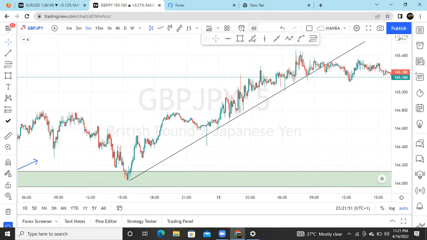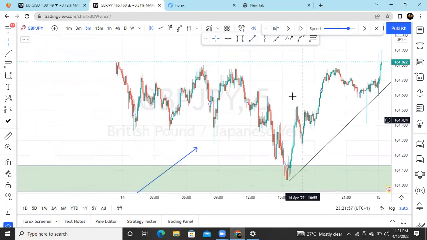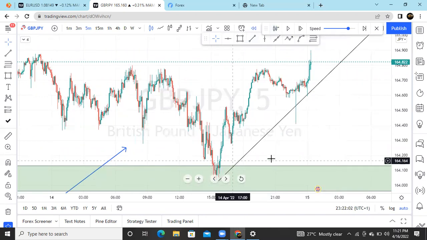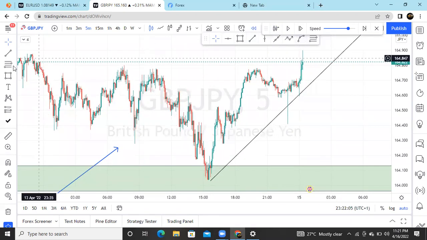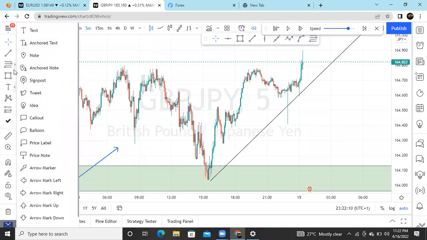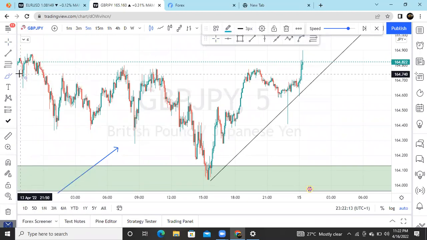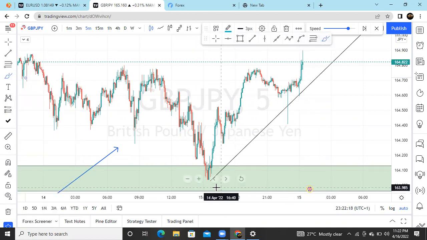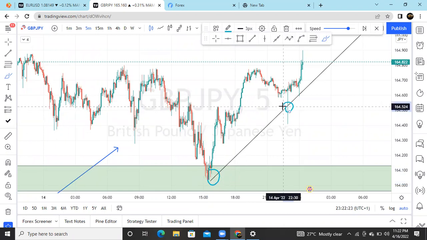Now, how did I identify this place as a trending market? What confirms a trend is 2 touches. Once it has 2 touches, it has been confirmed as trend line worthy. So we got 1 touch here, we got another touch here, right here. So this has become trend line worthy.